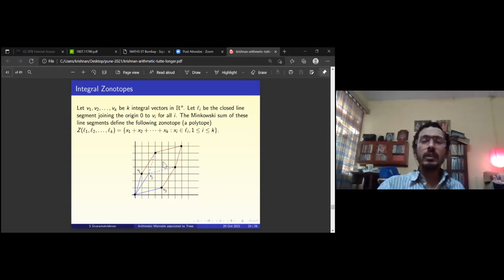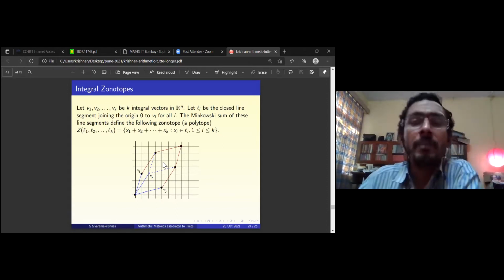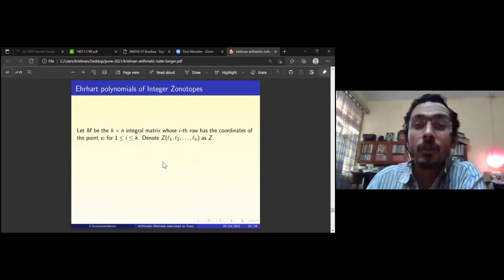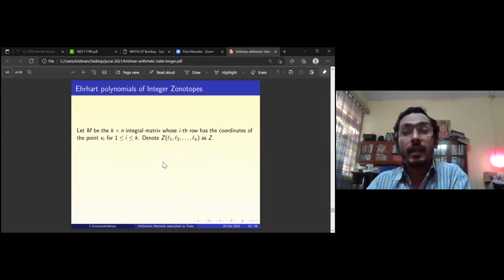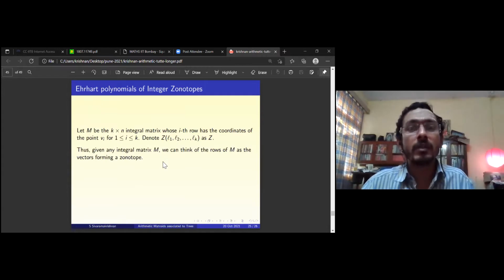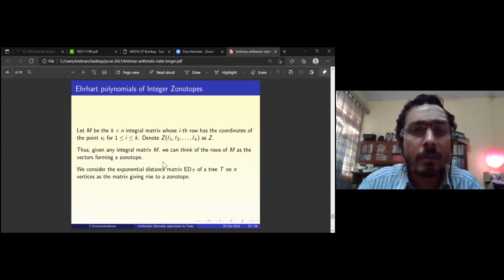So this kind of polytope is called a zonotope. And for zonotopes, there is a good theory for the Ehrhart theory. There's a good developed theory for Ehrhart theory, and that has connections to the arithmetic Tutte polynomial. Yeah, so I'll maybe consider that.